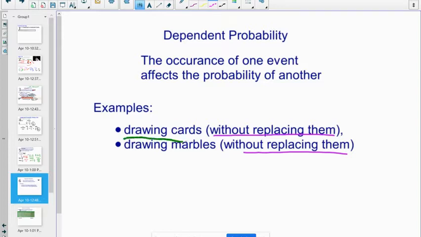So if you're drawing cards without replacement, or if you're picking anything, I'll say anything without replacement. That's an R for replacement.